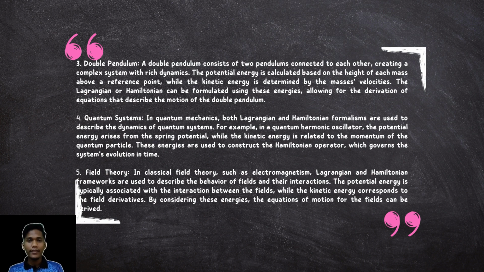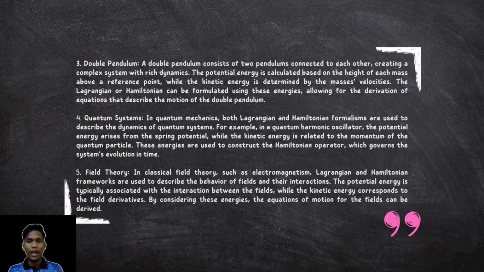Lastly, field theory. In classical field theory, such as electromagnetism, Lagrangian and Hamiltonian frameworks are used to describe the behavior of fields and their interactions. The potential energy is typically associated with the interaction between the fields, while the kinetic energy corresponds to the field derivatives. By considering these energies, the equations of motion of the system can be derived.